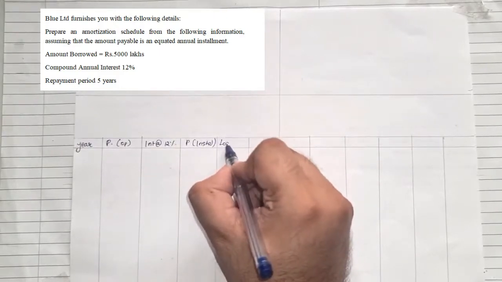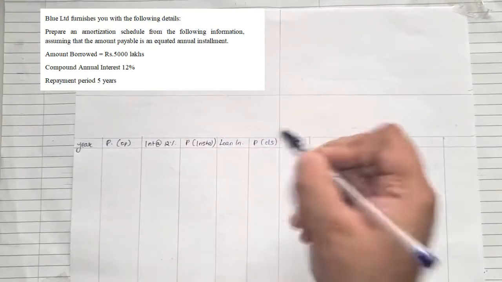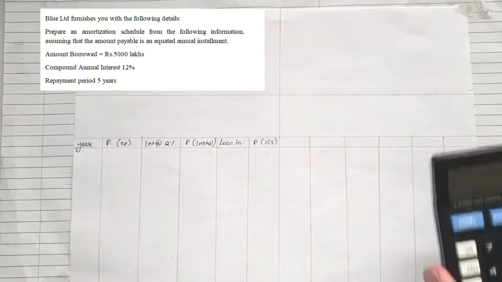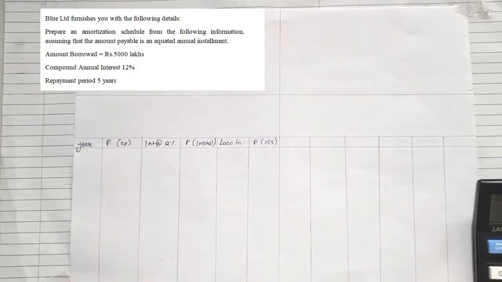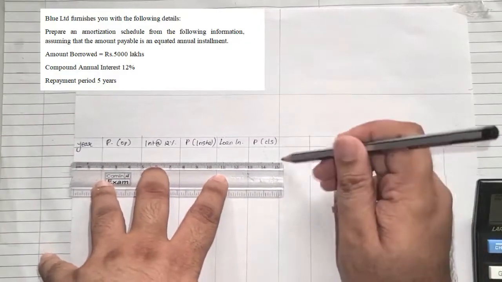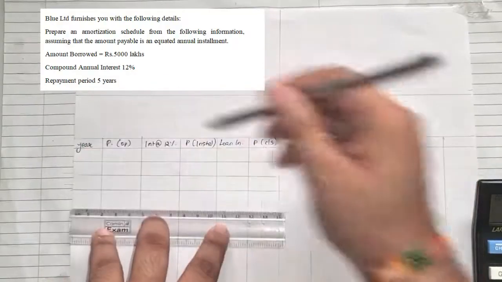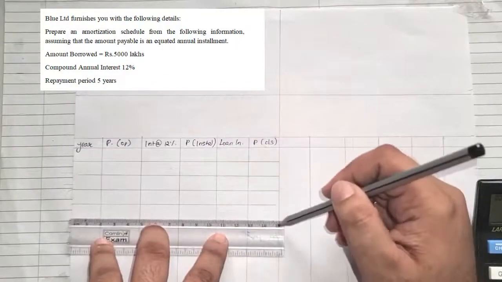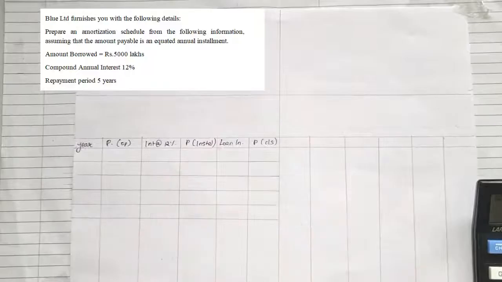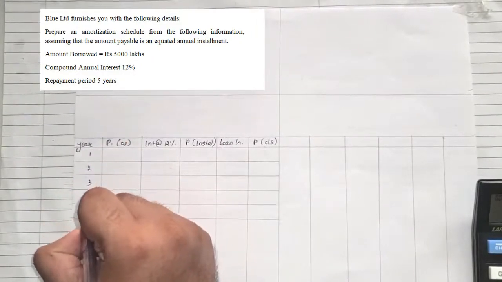This is the loan installment, and this is the principal closing value. I just noted that down. The sum is based on 5 years, so I'll make the 5 years' data. This is my year 1, year 2, the third year, fourth year, and fifth year. I'll note down the years 1, 2, 3, 4, 5.